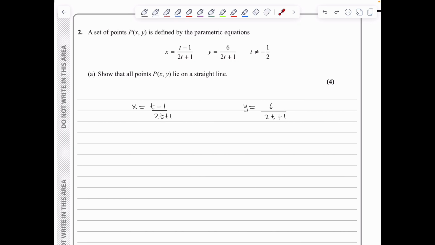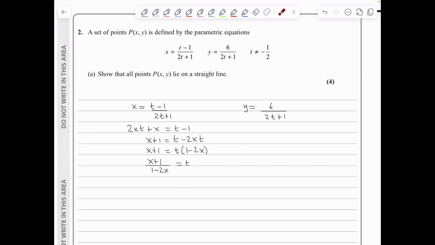So for x is (t minus 1) over (2t plus 1), I will start by cross multiplying to get 2xt plus x is equal to t minus 1, leading to x plus 1 being equal to t minus 2xt. I will factor out the t on the right hand side, leading to t brackets 1 minus 2x, and therefore we arrive at (x plus 1) over (1 minus 2x) is equal to t.